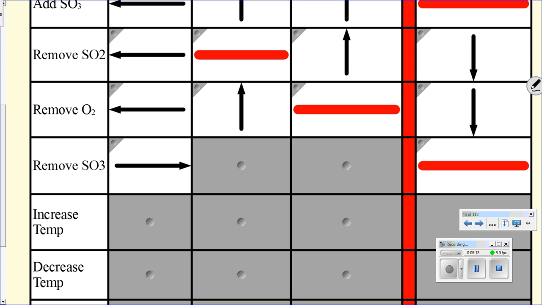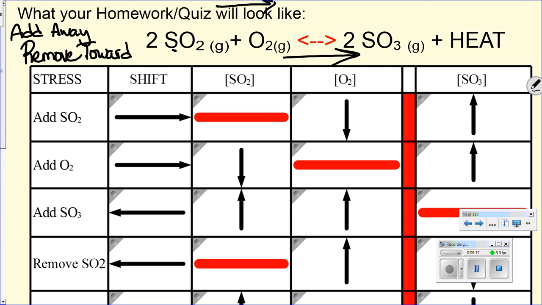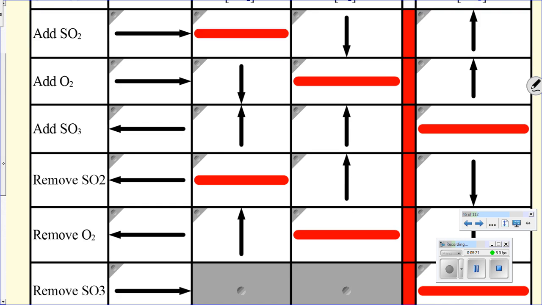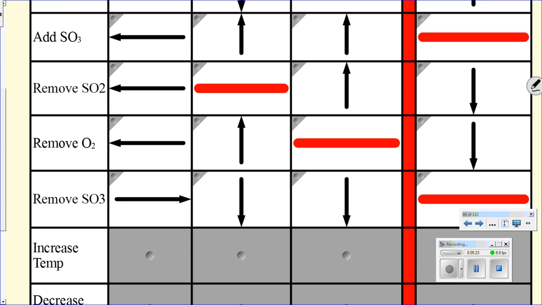And we're not going to talk about SO3 because that's what we're taking out. But because we're shifting towards SO3, taking this SO3 out means we can't make more O2 or SO2. So we're going to decrease our amounts of those. Now temperature, remember, functions the same way.